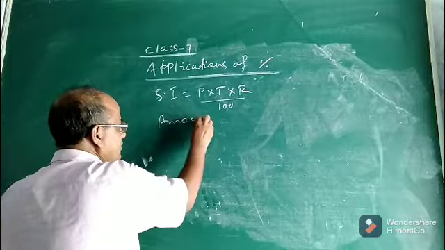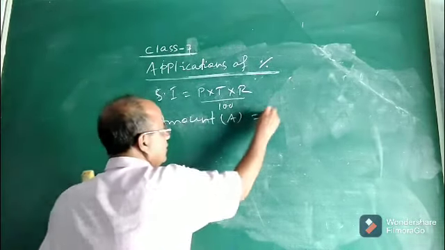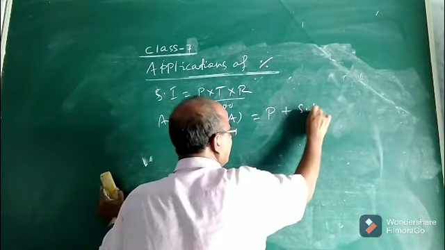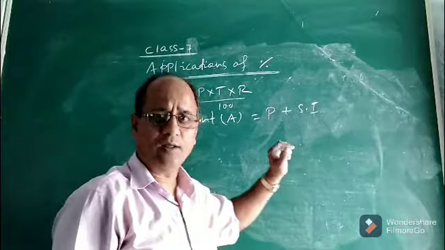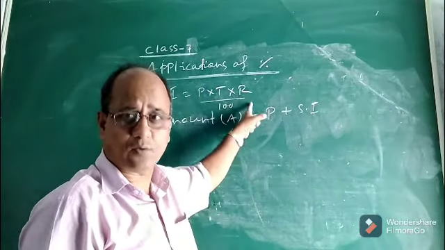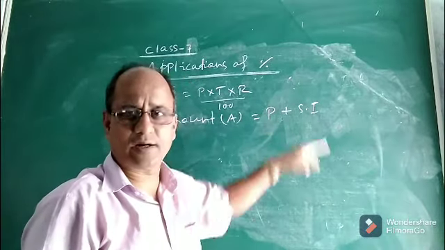The formula for amount is amount A equal to principal plus simple interest. That means to calculate the amount, first we have to find the simple interest. Using this formula, we have to calculate the simple interest. Then if we add the simple interest to the principal, we get the amount.